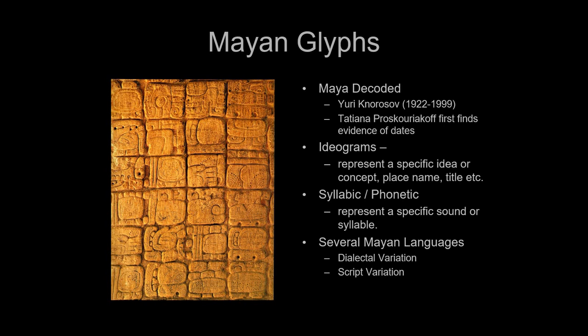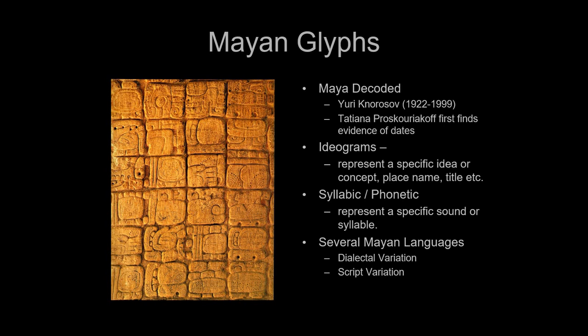The first real breakthrough is going to be Tatiana Proskouriakoff. Proskouriakoff was the first to recognize that at the beginning of almost every single one of these inscriptions, there was a particular glyph. And she identified this glyph as a marker of date or rule, indicating that this person was a ruler from these time periods to other time periods. And that's what allowed us to break this seemingly endless wall of glyphs into more discrete chunks.